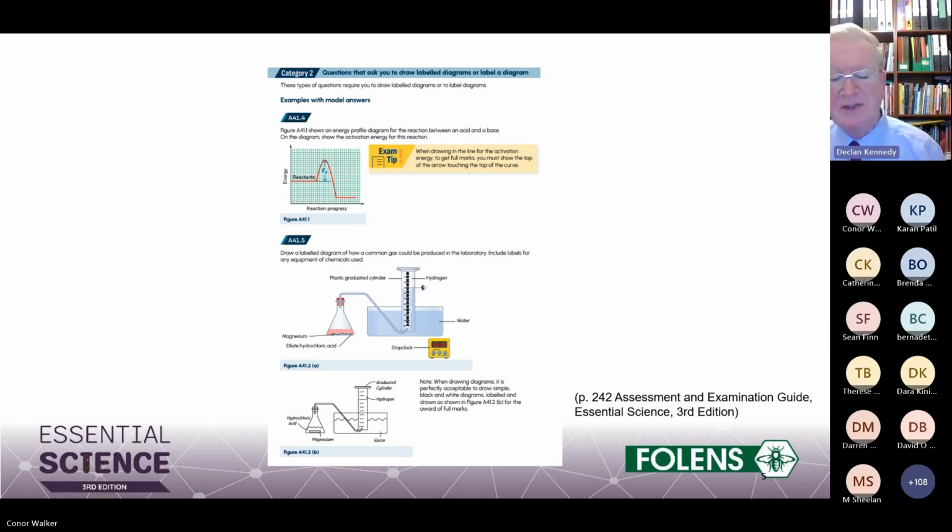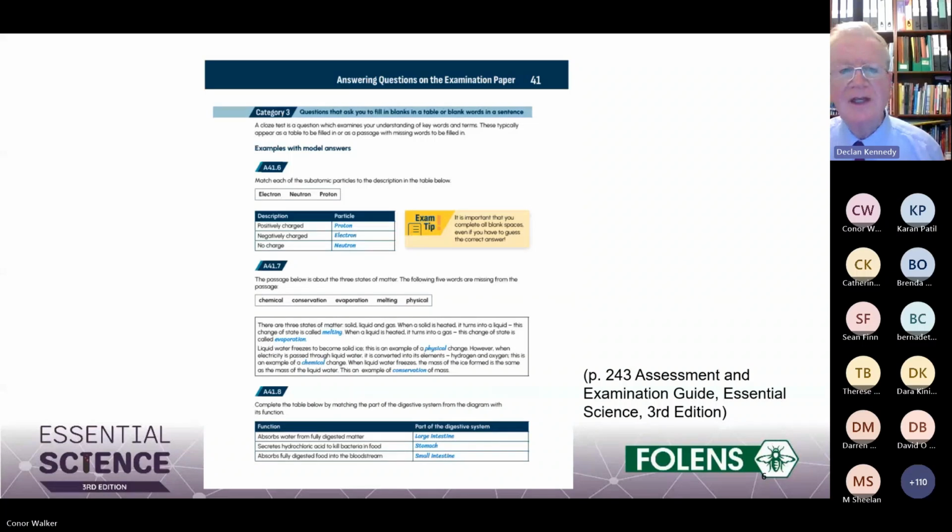Next slide, please. This category of questions is where students have to fill in blanks, and as you can see, for every category of question, we have exam tips. So the exam tip there is you won't lose any marks if you have a guess, whereas if you leave a blank space there, you certainly won't get any marks. So if students are unclear, they should definitely have a guess.